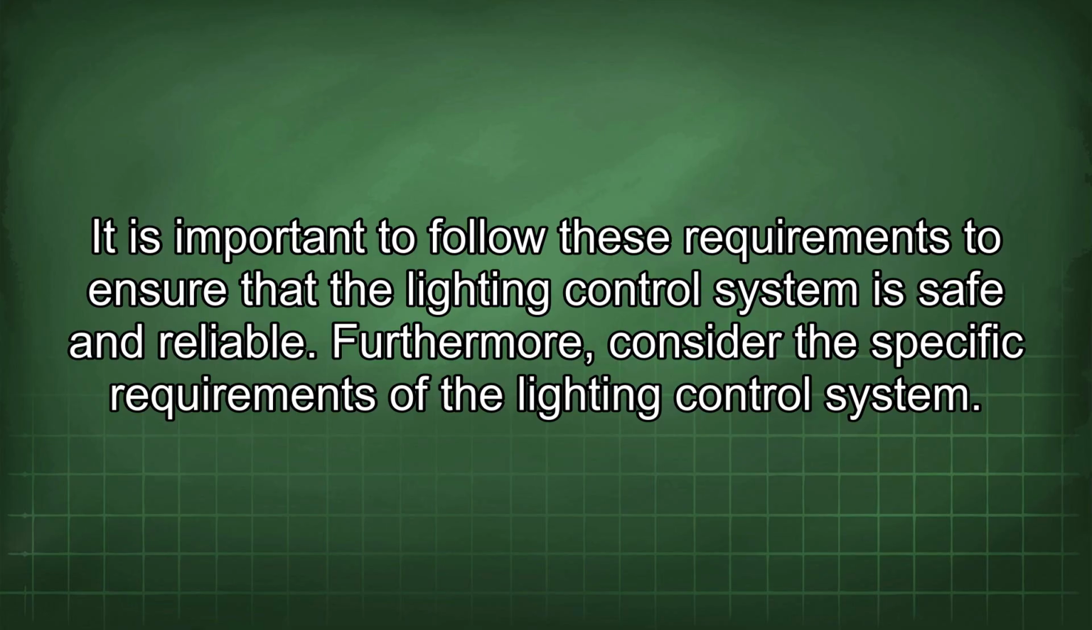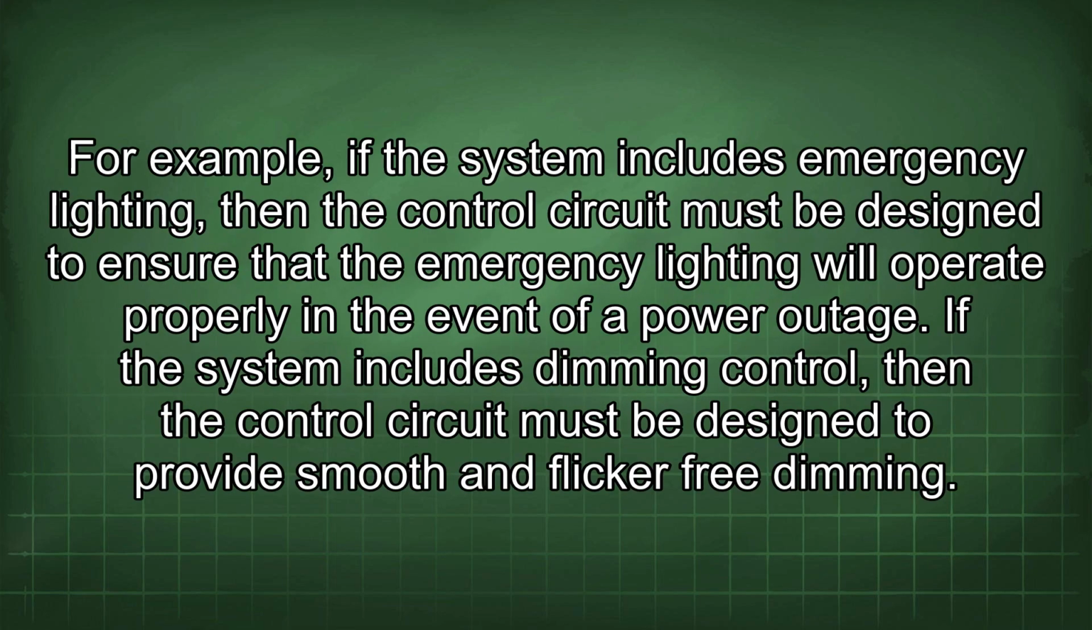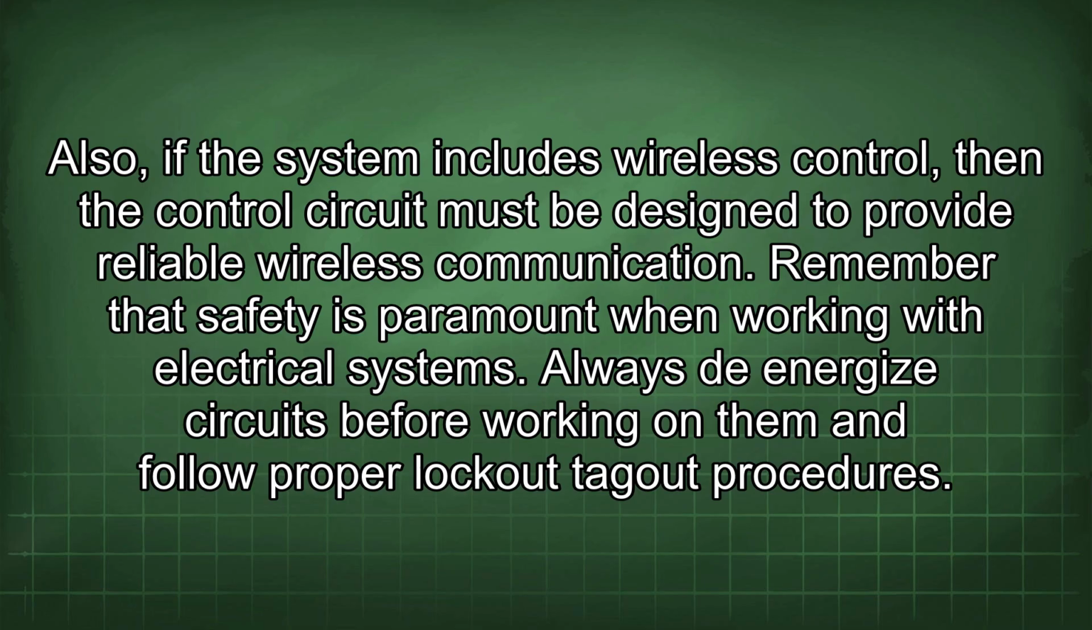Furthermore, consider the specific requirements of the lighting control system. For example, if the system includes emergency lighting, then the control circuit must be designed to ensure that the emergency lighting will operate properly in the event of a power outage. If the system includes dimming control, then the control circuit must be designed to provide smooth and flicker-free dimming. Also, if the system includes wireless control, then the control circuit must be designed to provide reliable wireless communication.